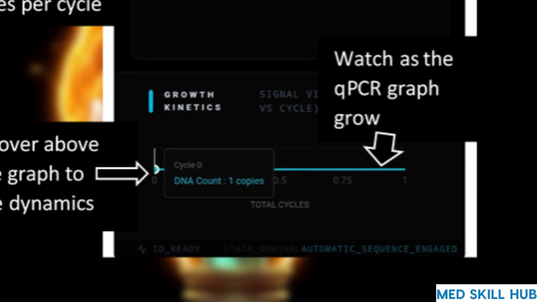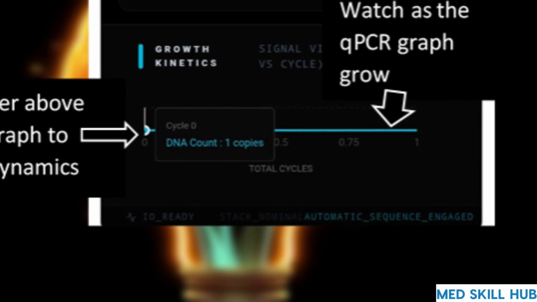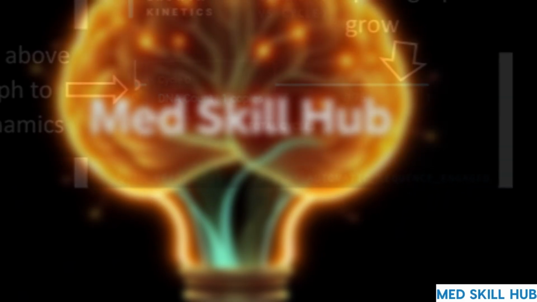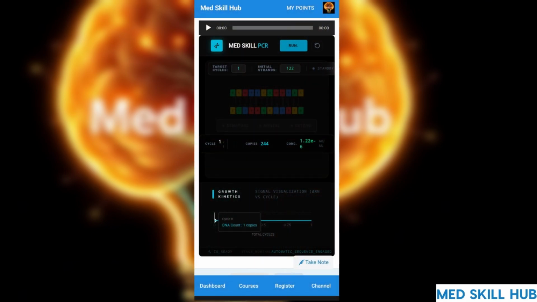So take your time with the simulator, play around with it, change the available settings, observe the curve, and repeat the process. By the end, you should have a clearer practical understanding of how PCR amplification builds up and how that process is translated into a detectable signal in molecular diagnostics.